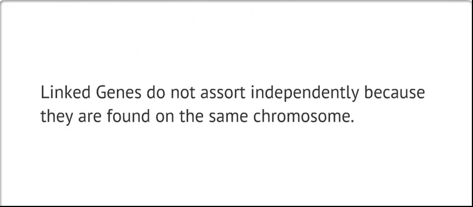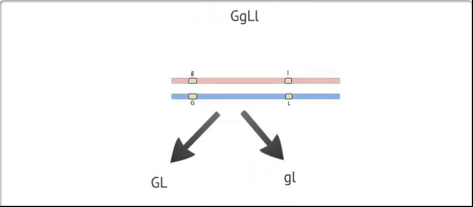Morgan concluded that the two genes he was looking at were linked. Linked genes do not assort independently because they are found on the same chromosome. If we return to the original heterozygous parent from this last cross and look at the chromosomes that it received from its parents, we see that one of the homologous chromosomes had the two dominant alleles, and the other had the two recessive alleles. So, when these chromosomes separate from each other during gamete formation, we can now see why the dominant alleles are more likely to be found together, and the recessives as well.